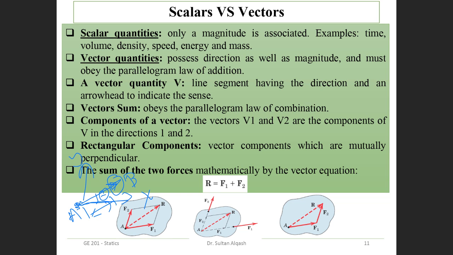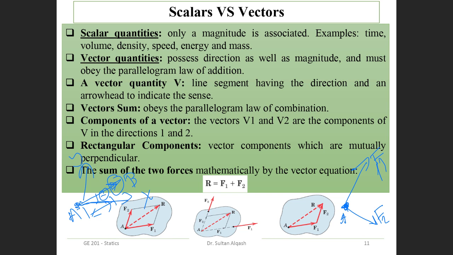Suppose that I have this particle, right? This is particle A. I'm exerting a force in this direction, right? And then another force in this direction. So this is F1, right? This is F1, and this is F2, right?